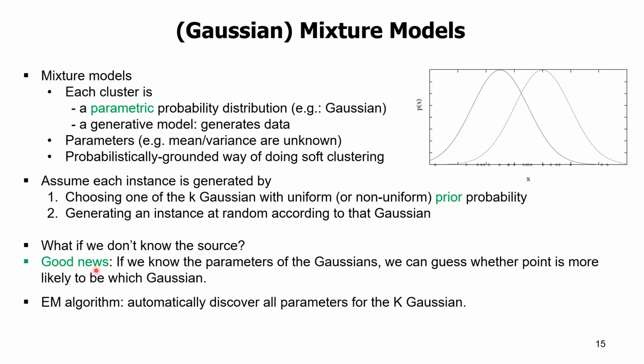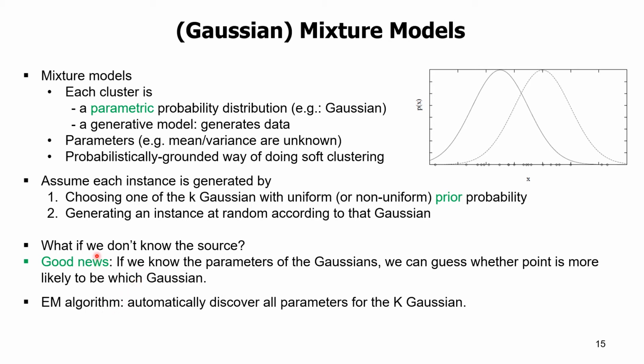The good news is if we know the parameters of Gaussians, then we are able to estimate whether certain data is more likely to be from which Gaussian. So we have data only, and we don't know anything about the Gaussian distributions. But the good news is if we somehow know the parameters of Gaussians, then we are able to estimate which Gaussian a certain data point belongs to, and with which probability. So that's what we can do.